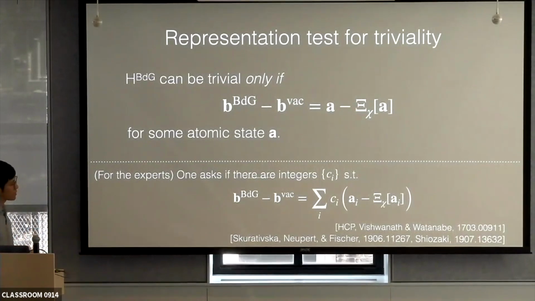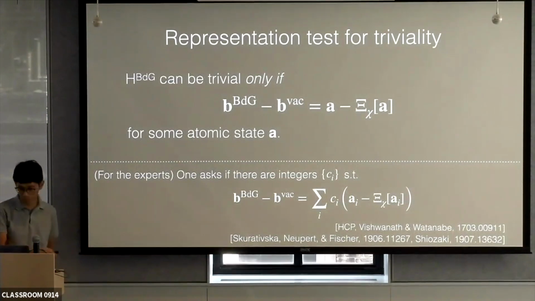And for the experts, then we basically can expand the atomic states by some bases, and then we check if these can be integer coefficients. So that was the idea behind symmetry indicators developing these.